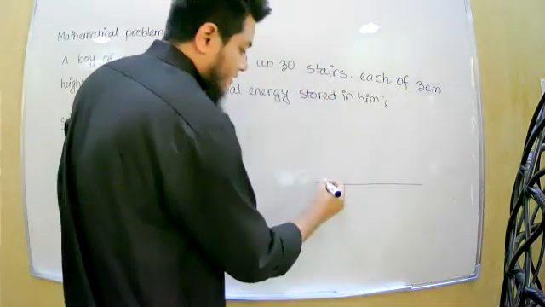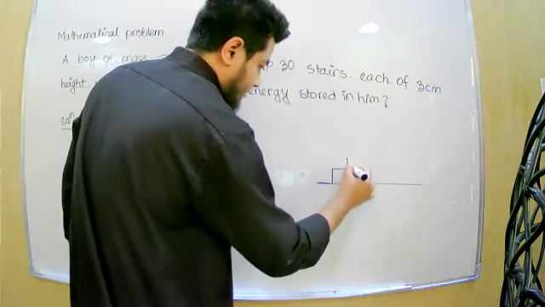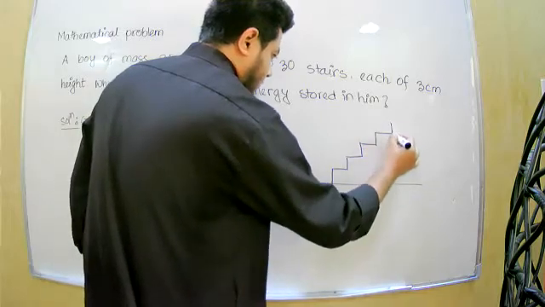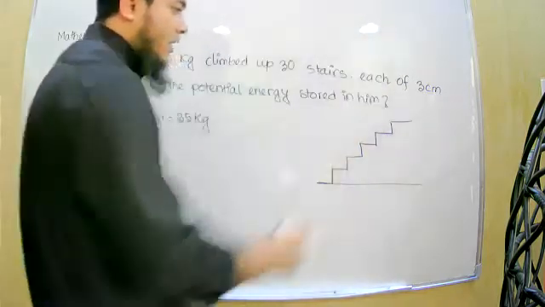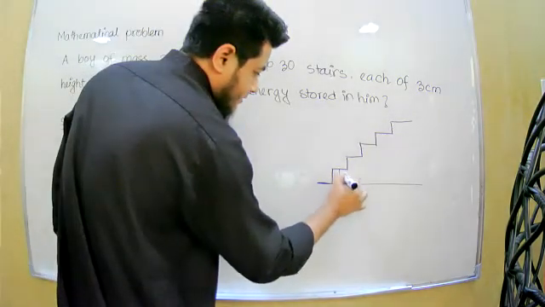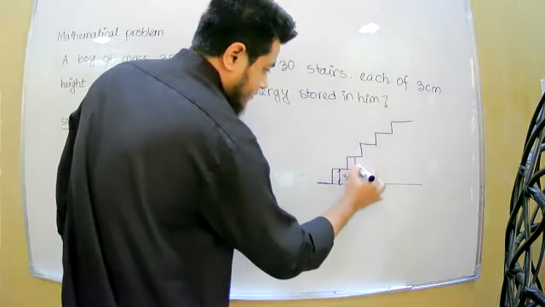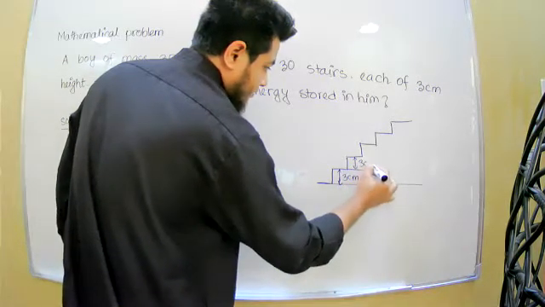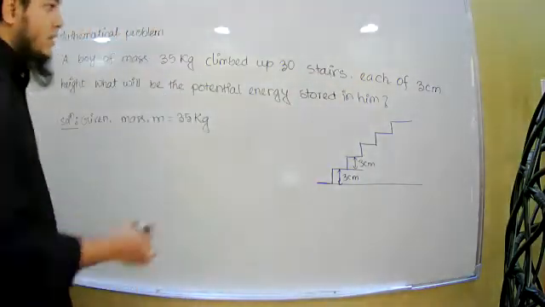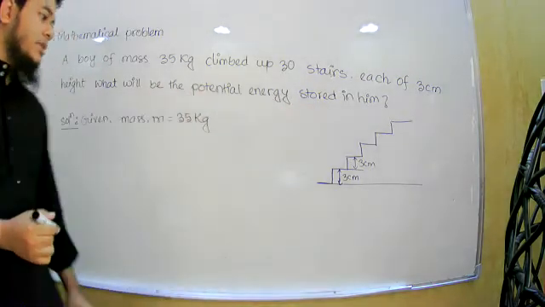Let us say this is the ground floor. Okay, from here this is 1 stair, 2, 3, 4, 5. So it will go like this up to 30 stairs. Each stair is 3 centimeter. This is also another 3 centimeter. Okay, so it goes like this, each of 3 centimeter height. What will be the potential energy stored in him?